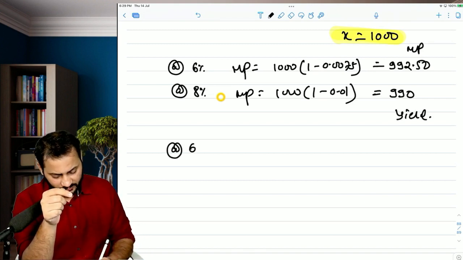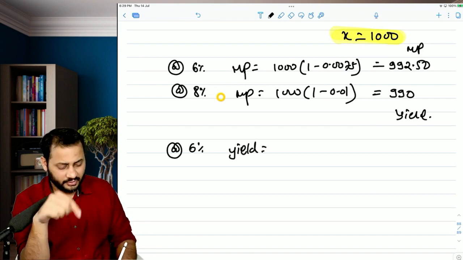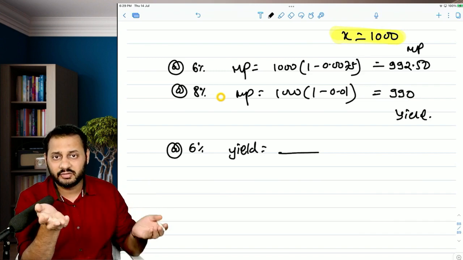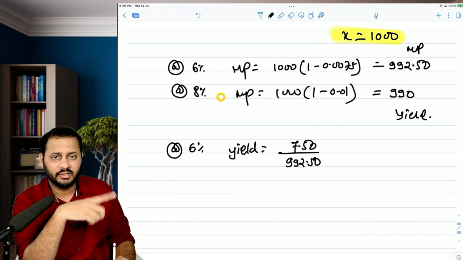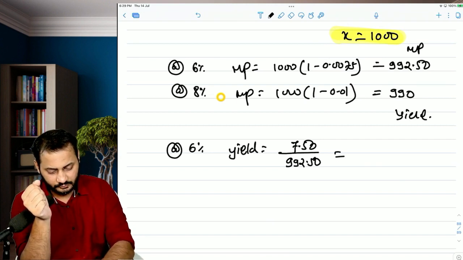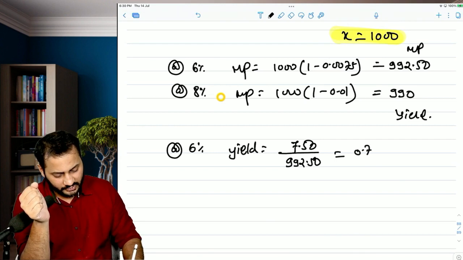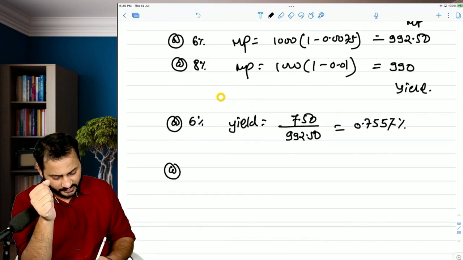So at 6%, yield will be calculated as return in the numerator and market price in the denominator. Yield is calculated on the return over investment. Investment is 992.50 and return is 7 rupees 50 paisa. Am I right? 1000 minus 992.50 is 7 rupees 50 paisa. That into 100 gives 0.7557%.